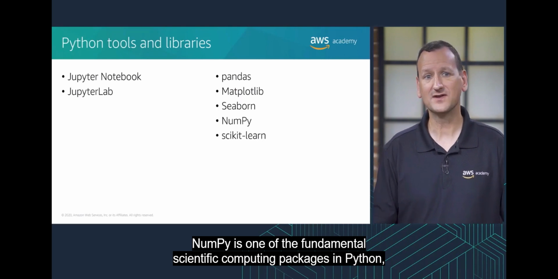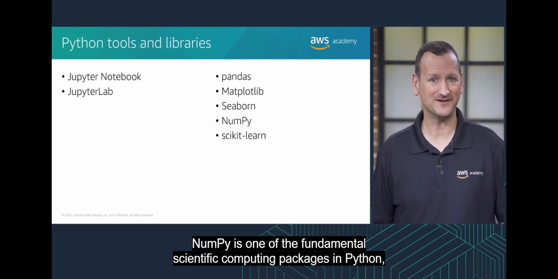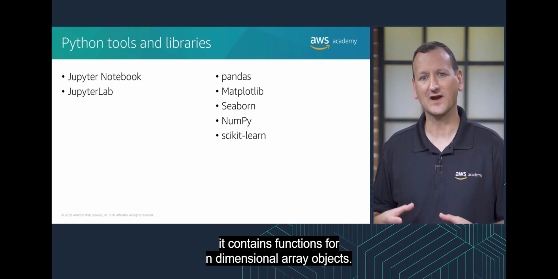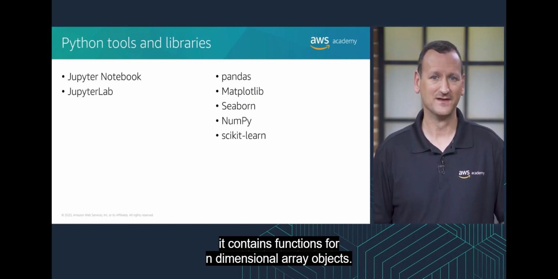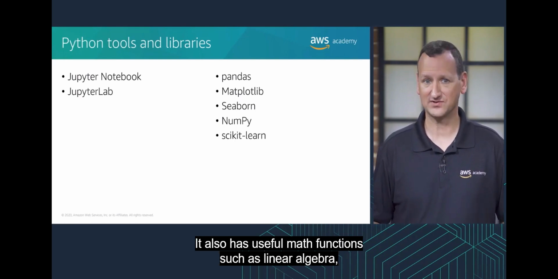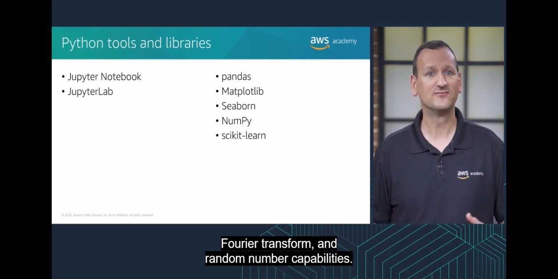NumPy is one of the fundamental scientific computing packages in Python. It contains functions for n-dimensional array objects. It also has useful math functions such as linear algebra, Fourier transform, and random number capabilities.